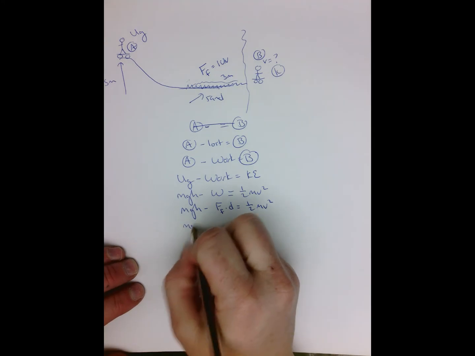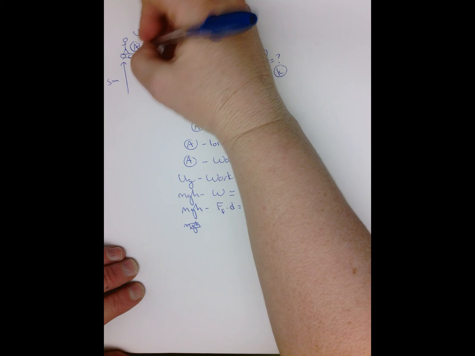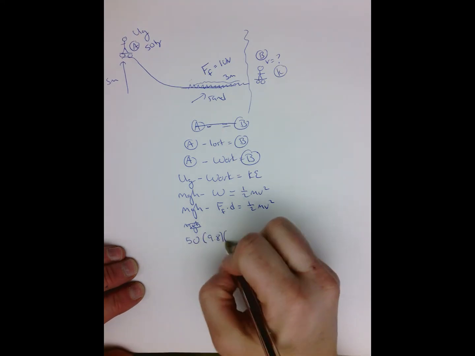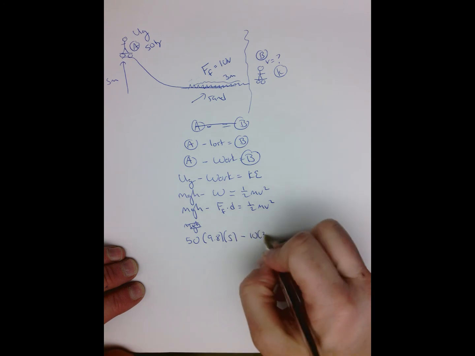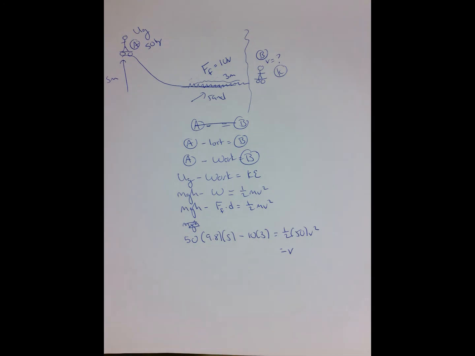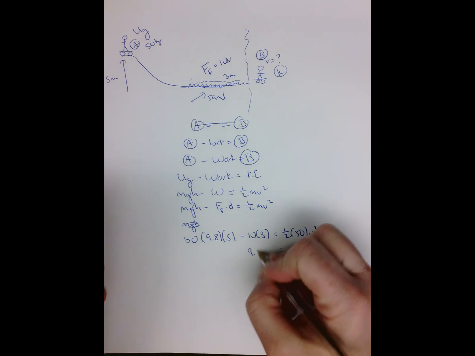So mgh, well, we need a mass, we'll make it 50 kilograms. 50 times 9.8 times 5 minus 10 times 3 equals 1/2 times 50 times v squared. And when you solve that, you get 9.8 meters per second.